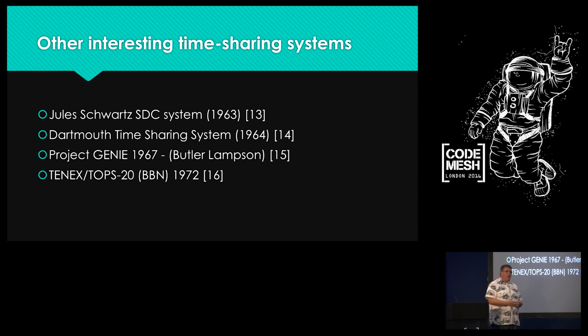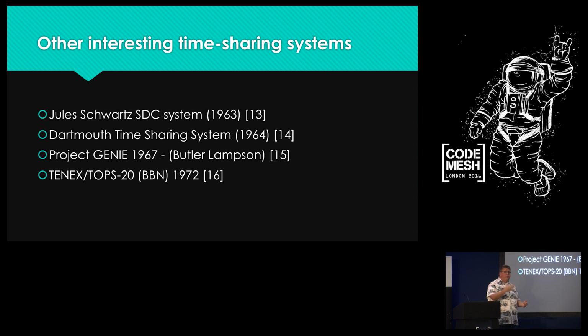Navy program to build air traffic control systems for the military. Maybe that sounds familiar. And then the Dartmouth timesharing system, which sort of begat BASIC and has a very interesting, rich history of its own, is an independent timesharing system that was developed at Dartmouth in 1964. In 1967, at Berkeley, there was this Project Genie, which is a system that Butler Lampson worked on, and it's really interesting.